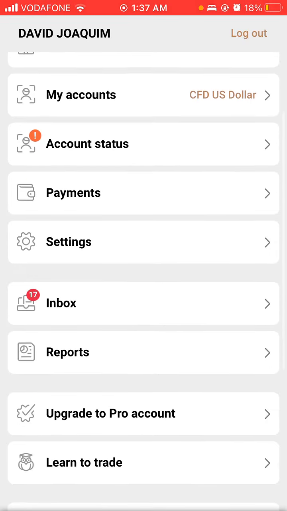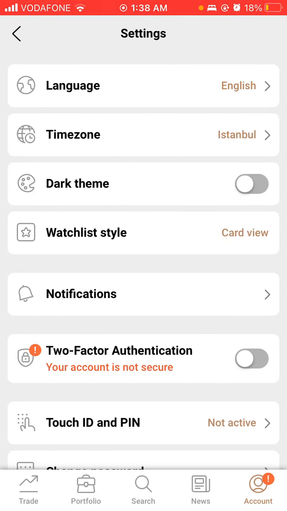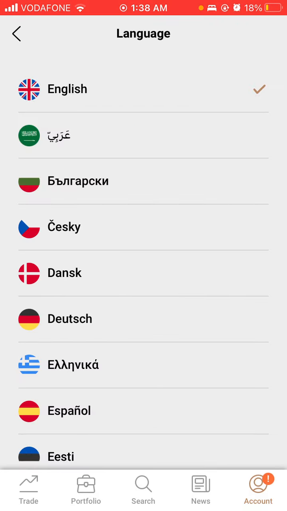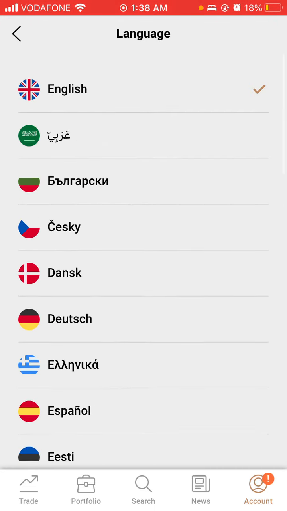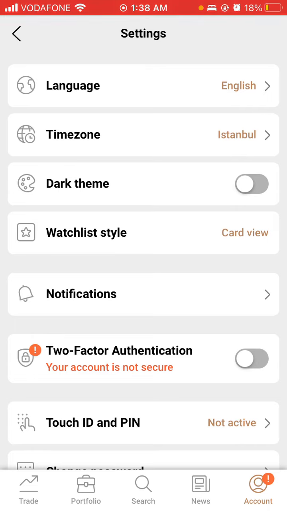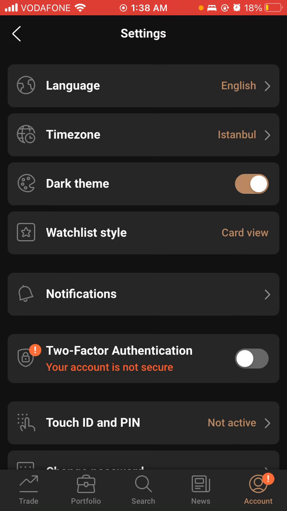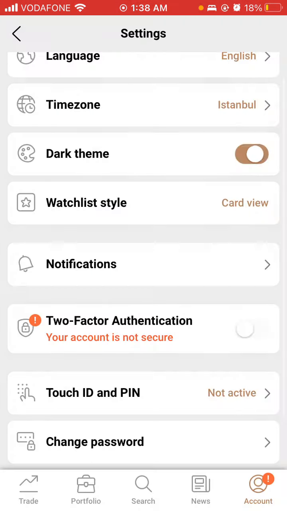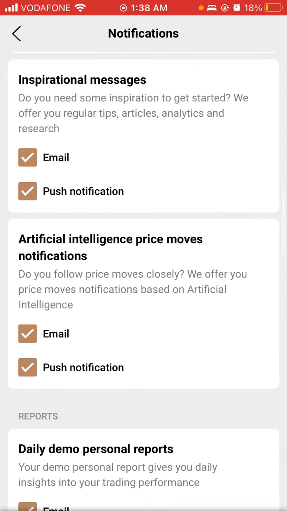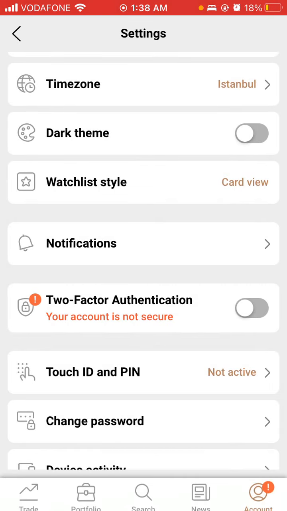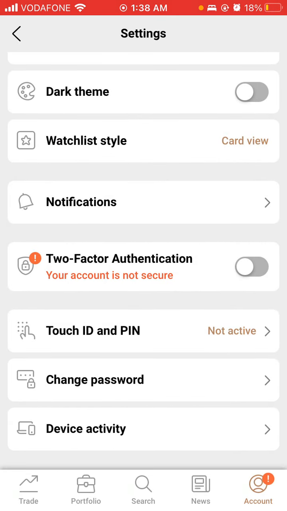For settings here, you can change the language or stuff like that. Then for dark theme, you can change the dark theme or whatever, but I prefer it light. Then for notifications, you have everything, and that's basically everything you need to know about the capital.com app.